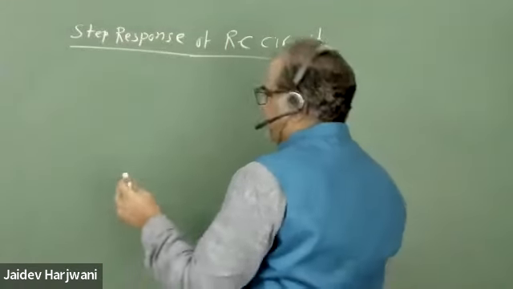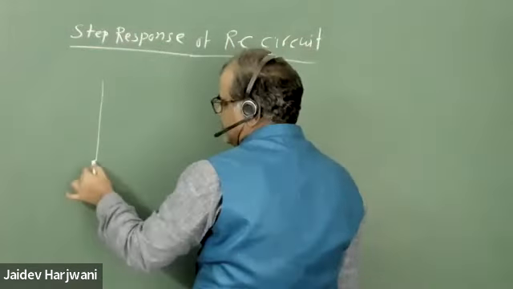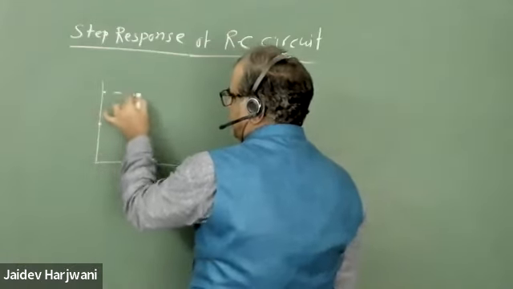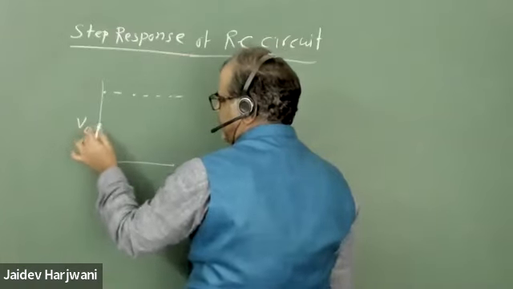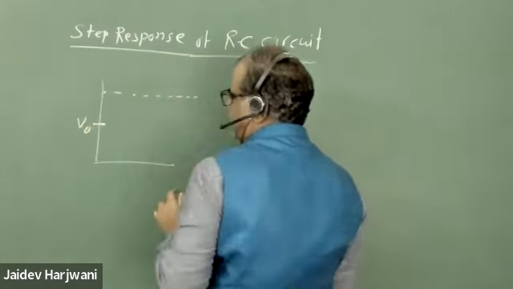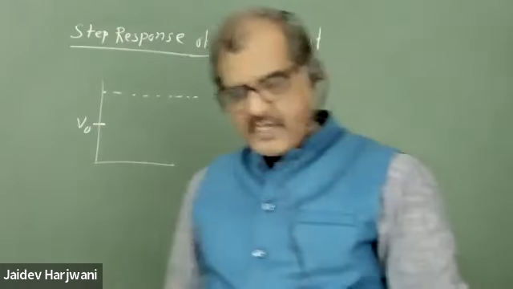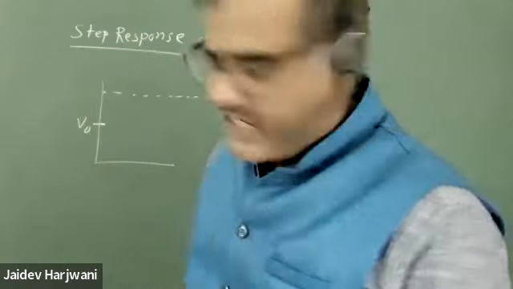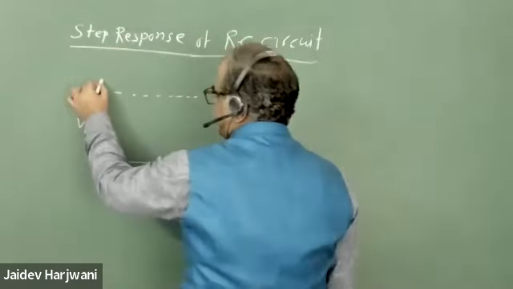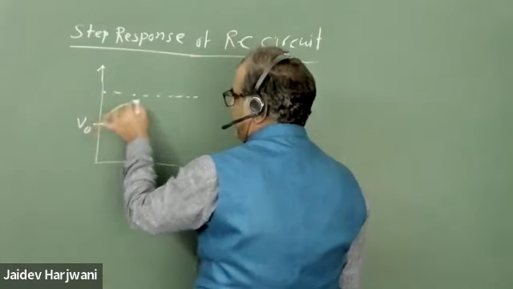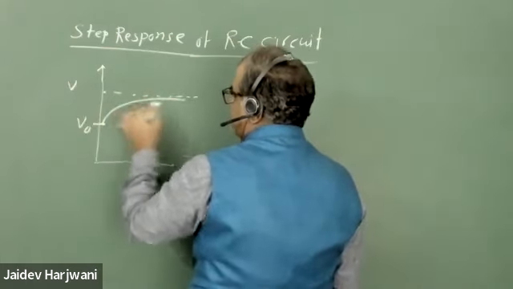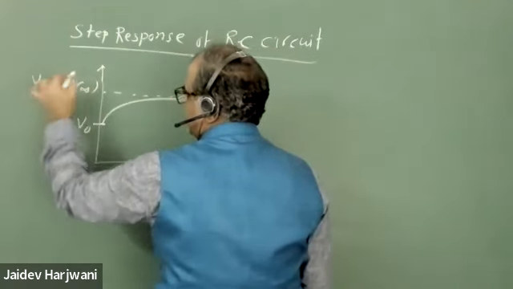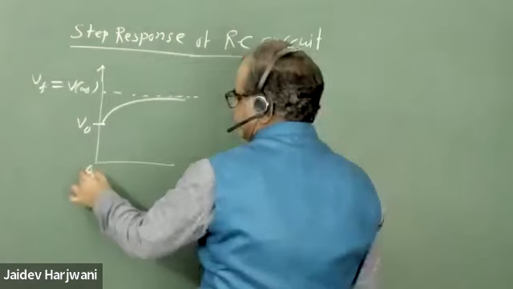Now what will happen? Now you will have an initial voltage, say V naught. Now your circuit is not source free. Circuit is not source free means now your capacitor will charge up to the final voltage. So now it will charge up to a final voltage. That means at last there will be some final voltage on the capacitor with time.